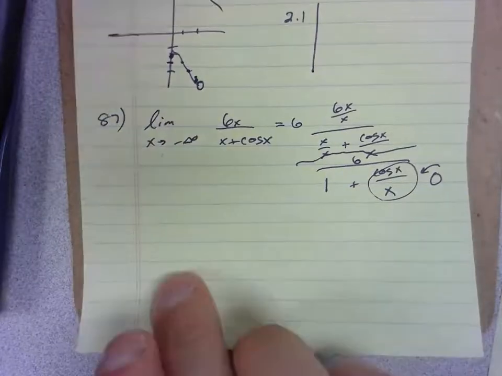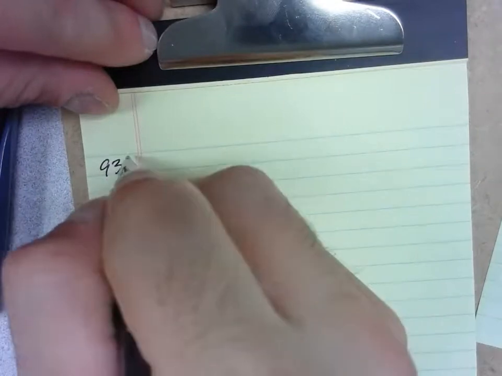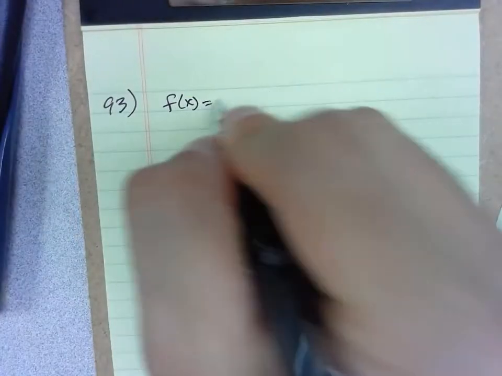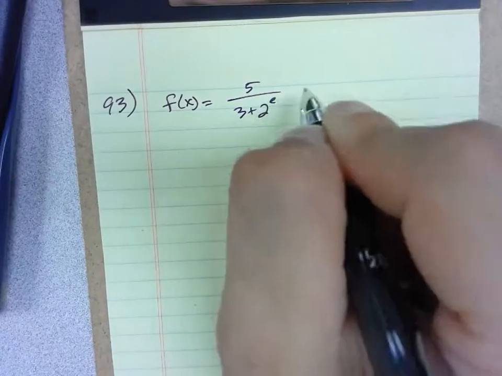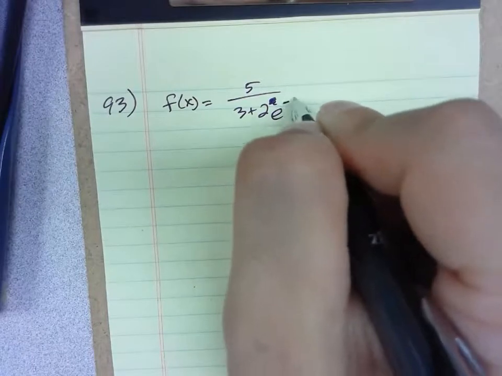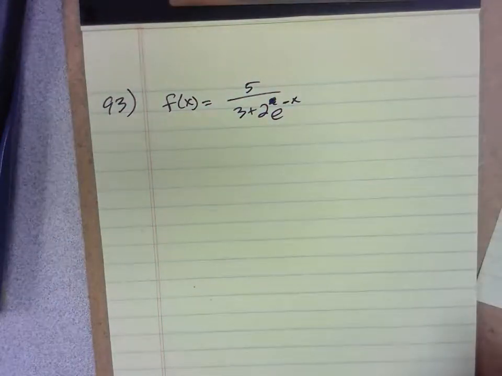93. Madison, would you read that for us, please? f of x equals 5... Okay. So we're just looking for horizontal asymptotes for this one? E to the negative x is going to give us... if it were e to the x, I believe that's 1 over e to the x. Well, let's use the graphing utility, because that's what they say to do.